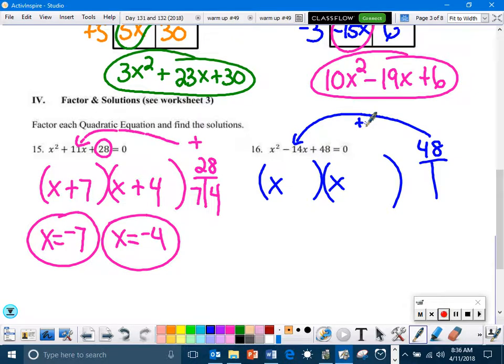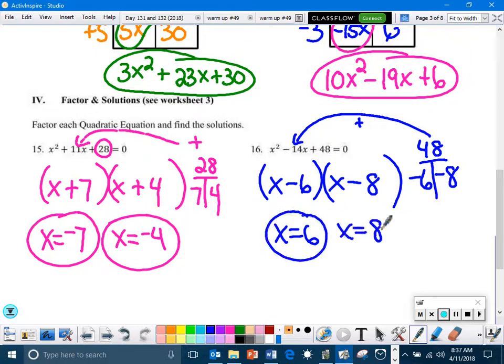Now, factors of positive 48 that will add up to negative 14. Okay, that will be negative 6 and negative 8. So our solutions are positive 6, positive 8. Okay, next page.